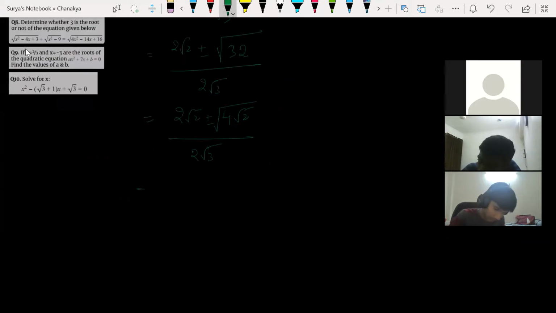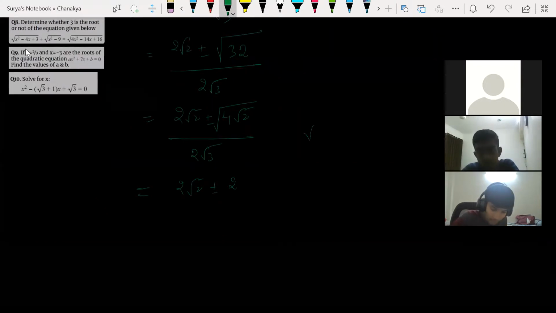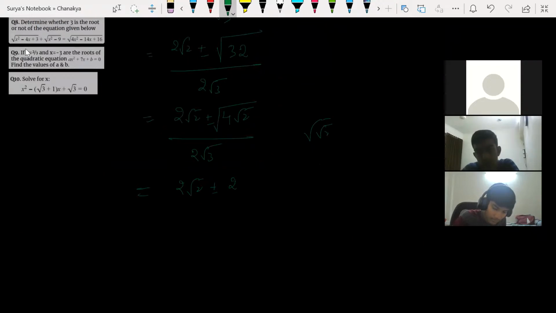Getting my point? So what do I remain with here now? 2 root 2 plus or minus root 4, which is going to give me 2, root of root 2. What am I going to get here? Root 2 whole power of 1 by 2, which means root 2 can be written as 2 to the power of 1 by 2, whole power of 1 by 2, and I'm going to get 2 to the power of 1 by 4.